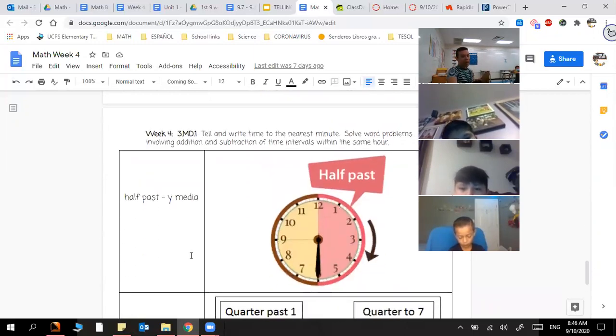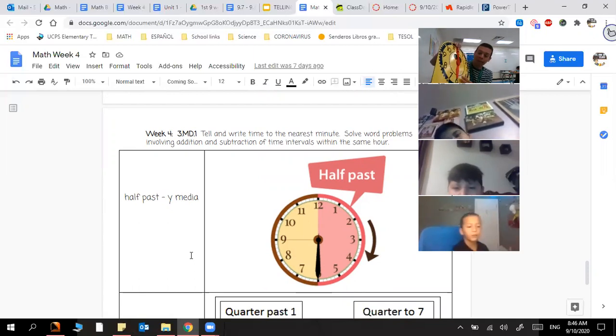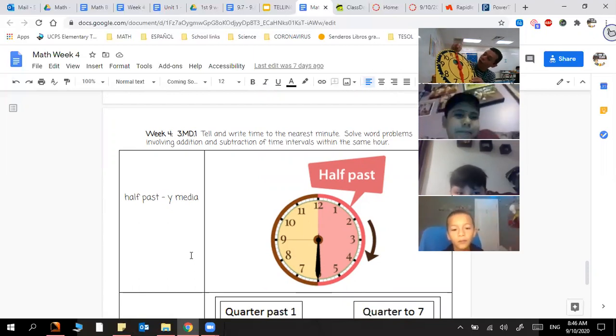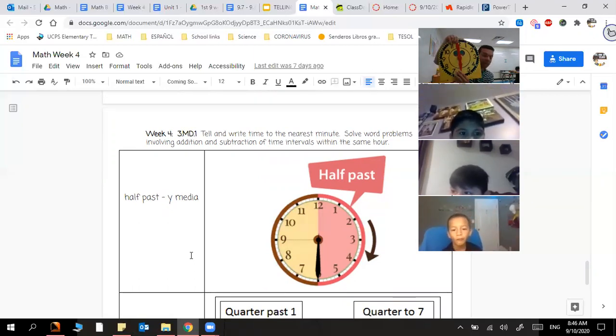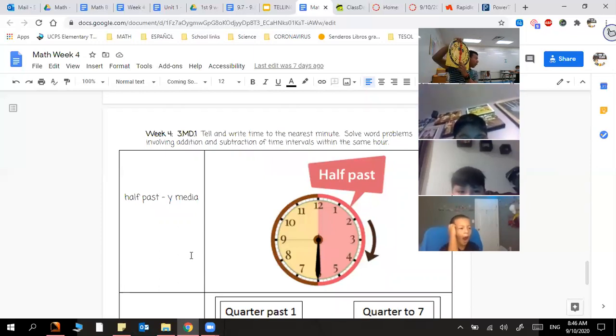Now, half past, okay? Todos ustedes pongan ahí, esto es la hora y media, half an hour, half past. You see, when the minute hand is on 12 and the hour hand is on 6, that is half an hour, or also 6 o'clock, okay? Very important.